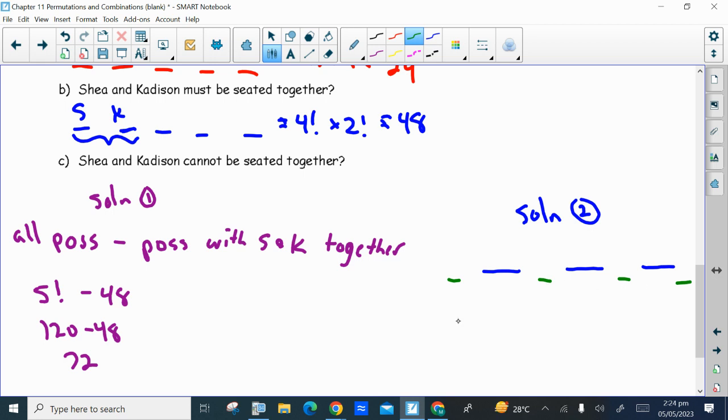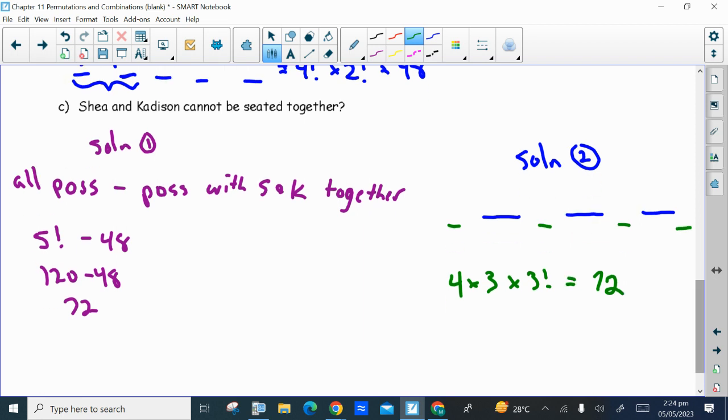So there'll be 4 choices for where, let's say, Shay can sit, times 3 spaces where Caddison can sit. And it doesn't matter if you say you're going to put Caddison in first. There's 4 places where she could choose, and then 3 where Shay could choose. Times, now we're just going to arrange the remaining 3 people. Those can be arranged in 3 factorial ways. So the answer is 4 times 3, which is 12, times 3 factorial. 3 factorial is 6. 12 times 6, we get the same answer, 72. Right? So 2 different ways that can be done.